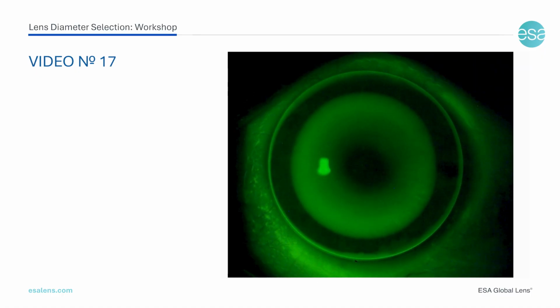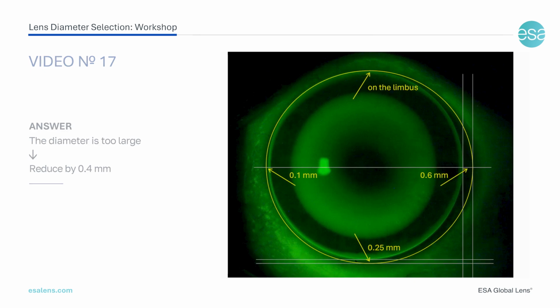What do you think of the diameter of this lens? What is your proposed action? In this case, the diameter is too large, and we must reduce it by 0.4 mm.